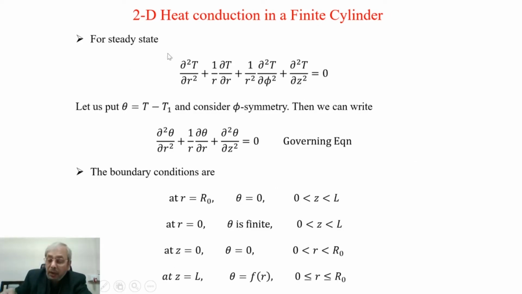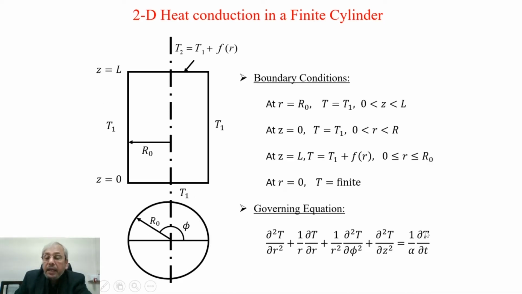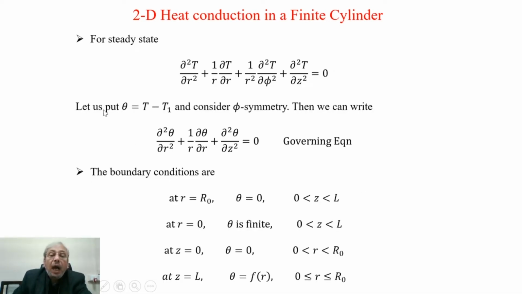Under steady state, the term 1 by alpha del temperature del time is dropped. And of course, as already mentioned, with phi symmetry the term del 2 T del phi 2 can be dropped. And finally, we put theta equal to T minus T1. Then we can write del 2 theta del r2 plus 1 by r del theta del r plus del 2 theta del z2 equal to 0. This is our governing equation.